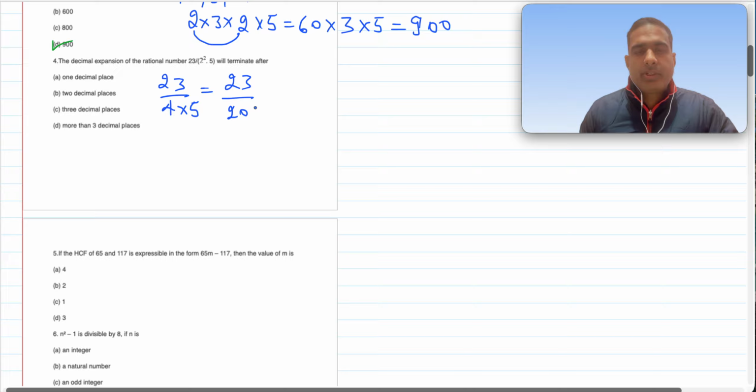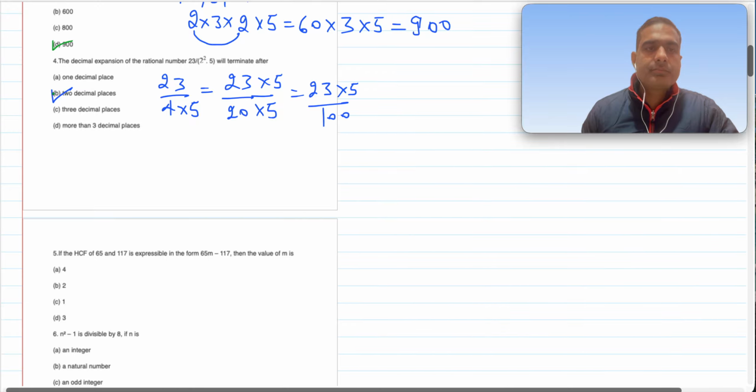So we know 20 times 5 is 100. So I multiplied by 5 in the numerator and denominator. And dividing by 100 is quite easy. I don't want to calculate the numerator. So it is 23 times 5 divided by 100. And I know if I divide any number by 100, there will be 2 digits after the decimal point. So it will end after 2 decimal places. So our answer will be option B.